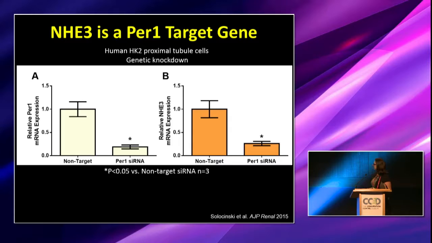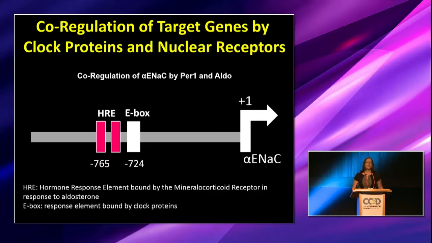So one of the reasons that we got interested in PER1 was because we identified it years ago in an unbiased transcriptomics study as a novel target gene of the hormone aldosterone. Aldosterone is a mineralocorticoid hormone that regulates sodium balance and blood pressure, and we found that it acutely upregulates PER1. Aldosterone also regulates the alpha subunit of the epithelial sodium channel, or ENaC, which is another sodium transporter in the kidney that affects blood pressure.